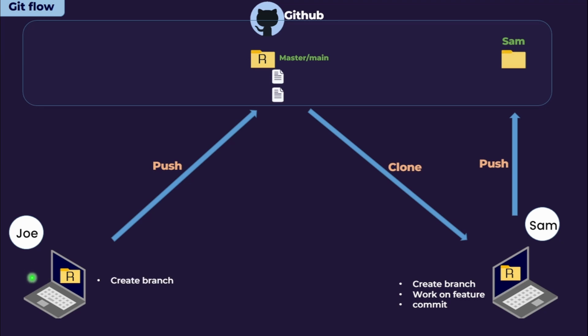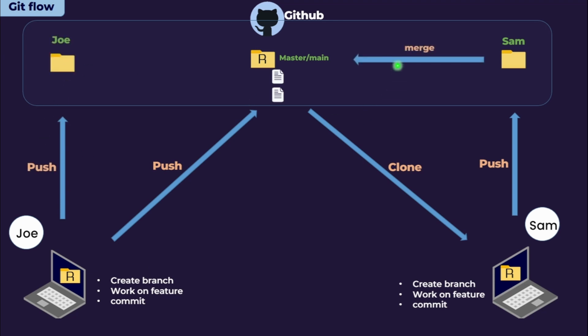Joe is working on a new feature for this project, so he creates a branch for that feature, works on the feature, does a commit, then pushes now to another branch called Joe. Then they are now ready to merge their changes into the master branch. Sam merges his and Joe merges his own changes.